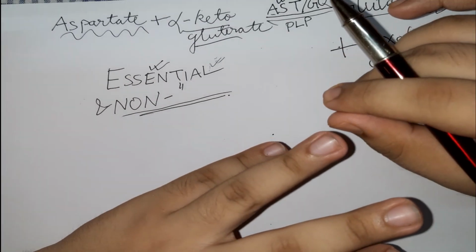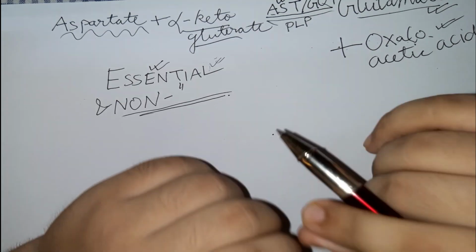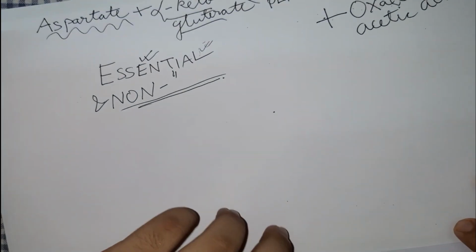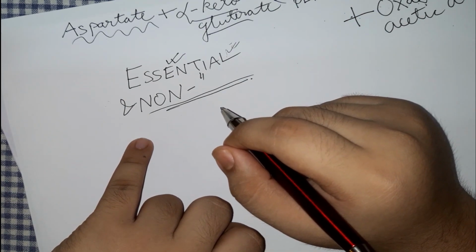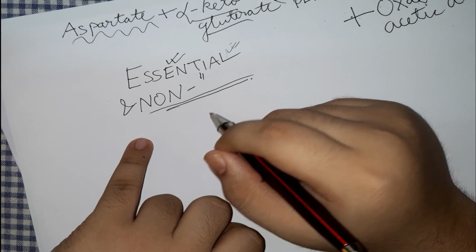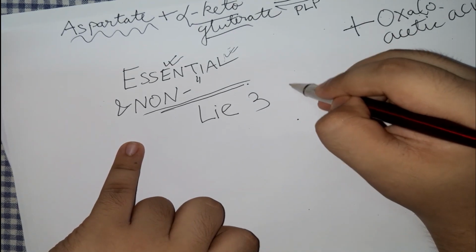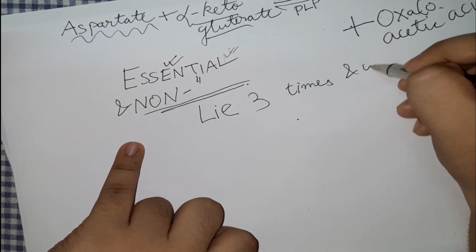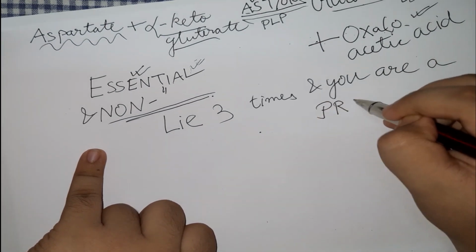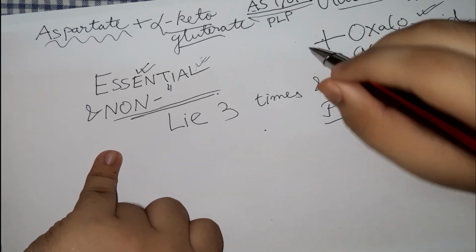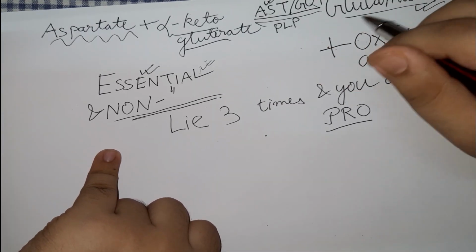There are some amino acids which are not transaminated, as such. What are those amino acids? There is a kind of a mnemonic, I would say. I kind of formed it. Lie 3 times and you are a pro. If you lie 3 times, you will become a pro at lying. Alright? Makes sense, and making sense is all we need.